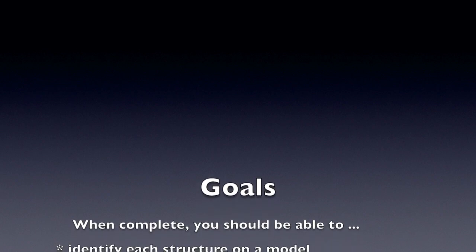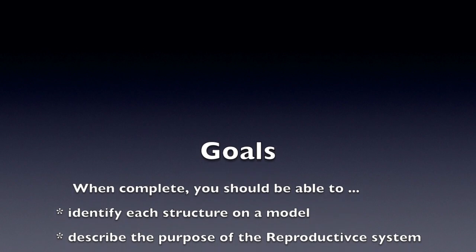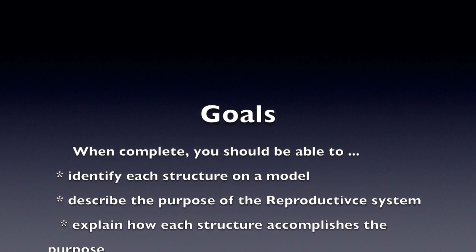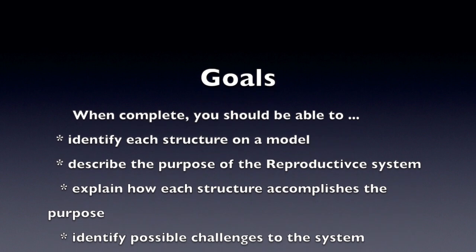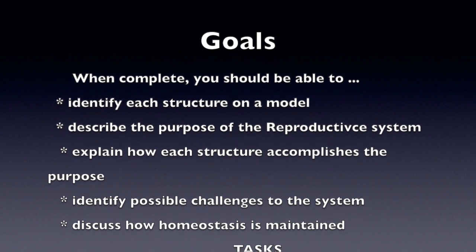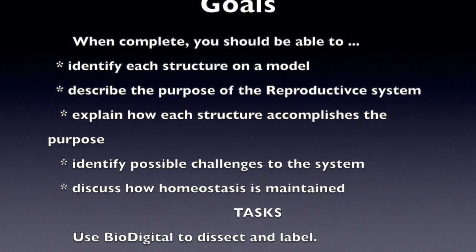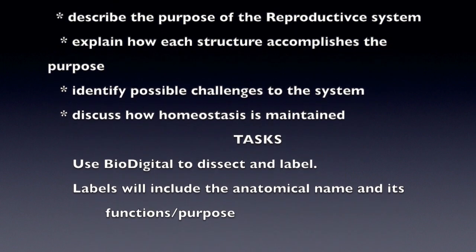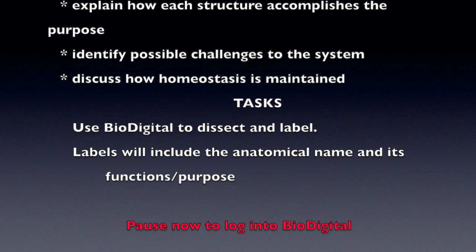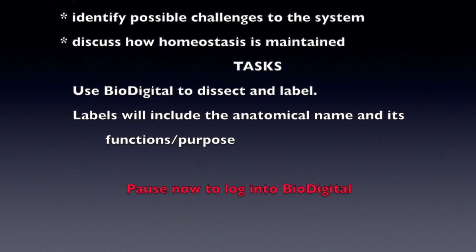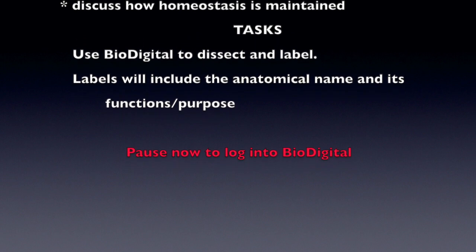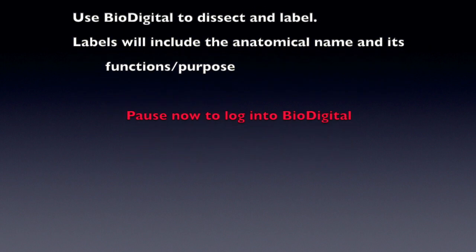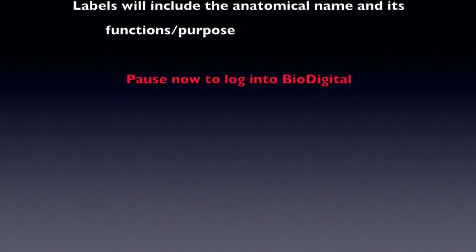Our goals, when we're complete, you should be able to identify each structure on a model, describe the purpose of the reproductive system as a whole, explain how each structure accomplishes those purposes, identify any possible challenges to the system, such as outside challenges, and discuss how all of those structures help to maintain homeostasis. Basically, we're going to be utilizing BioDigital to dissect and label, and our labels are going to include both the name as well as the function of the system as described earlier.